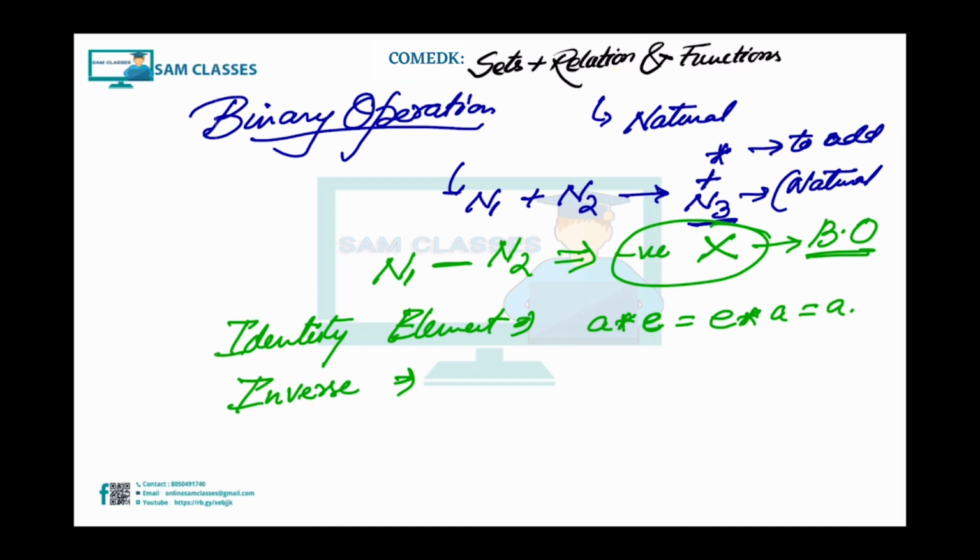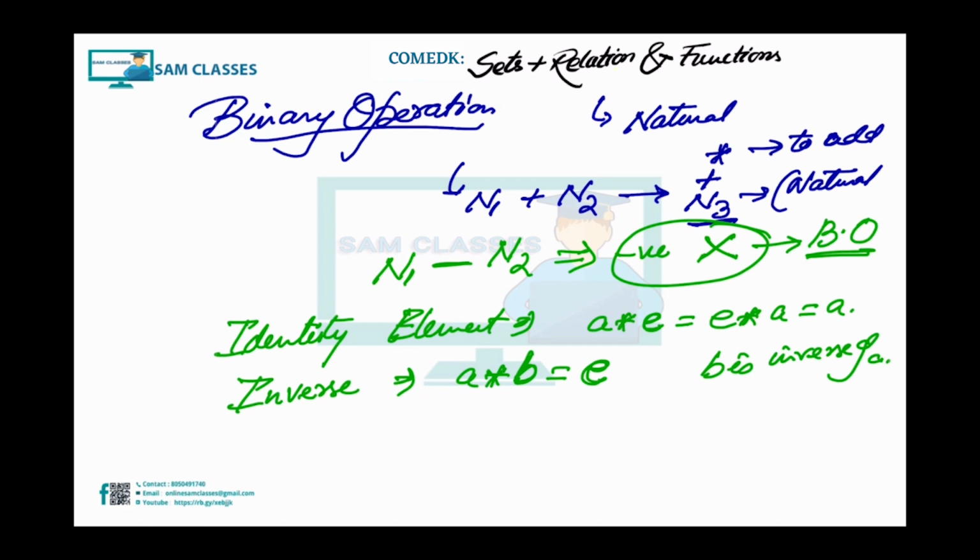Now what about inverse? The inverse is the same thing, since e is acting as the identity, like 1. So if I do a star b, and if I'm able to generate e, then we can say that b is the inverse of a.